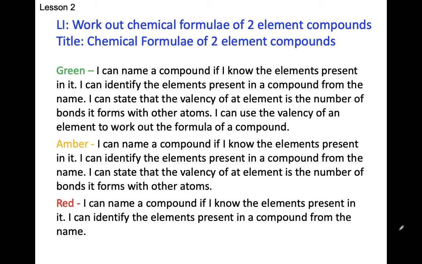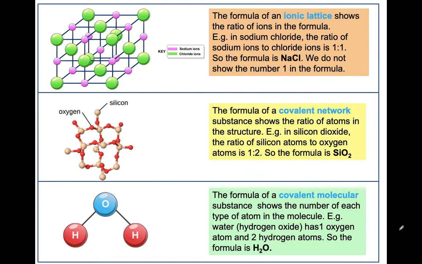Now, hopefully by the end of the lesson, you will also be able to state what's called the valency of an element as the number of bonds it can form with other atoms. If we've had a really good lesson, you will also be able to use the valency of an element to work out the formula of a compound. And I'm going to show you how to do that. Now, we are going to be working out the formula of ionic compounds and covalent compounds.